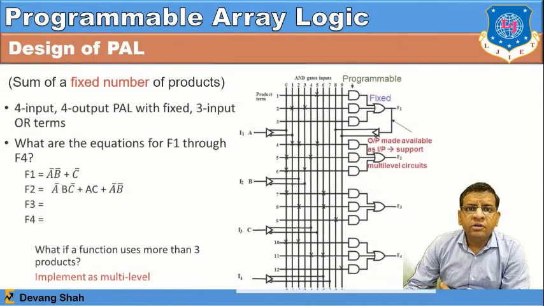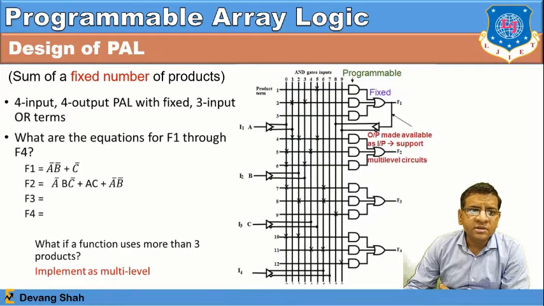Again, if we discuss the further design of PAL, you can see the sum of a fixed number of products, where for F1 you can see a total of four Boolean functions. If I want to implement using this programmable chip, or programmable array logic, you can see F1 is A bar B bar plus C bar, where a NOT gate is involved, an AND gate is involved, and finally the OR array gate is involved. So here the OR gate is involved. So A bar B bar plus C bar.